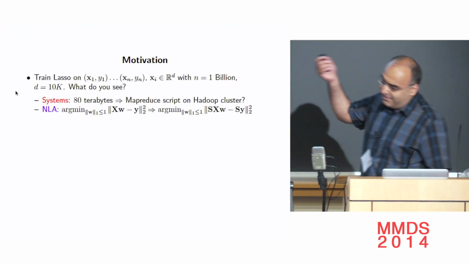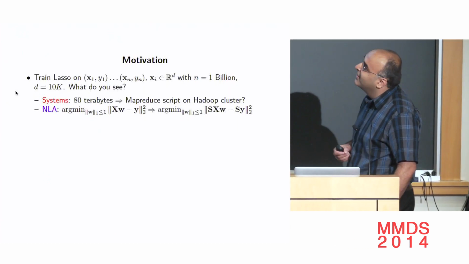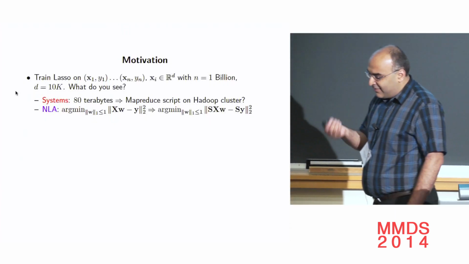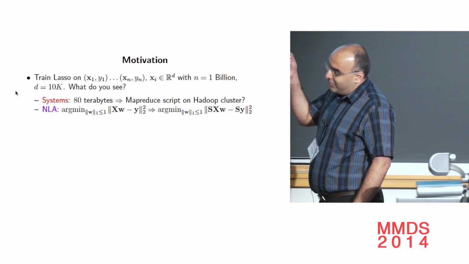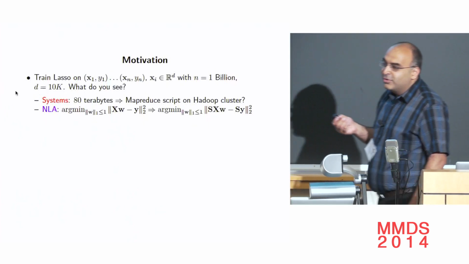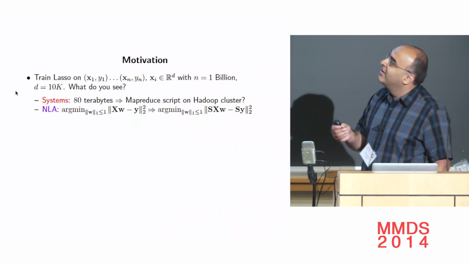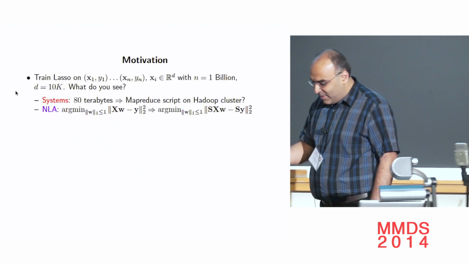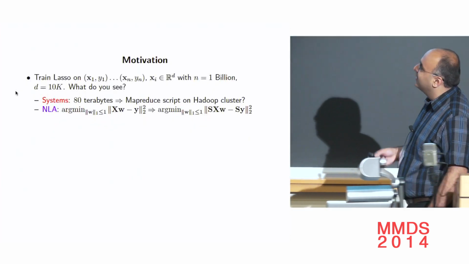But the metrics here, the point I'm trying to make is, the systems folks have a metric, which is how quickly I can run this on a cluster. If you take a pure numerical linear algebra point of view, your metric is somehow guaranteeing the quality of the residual at the end of the numerical linear algebra computation.